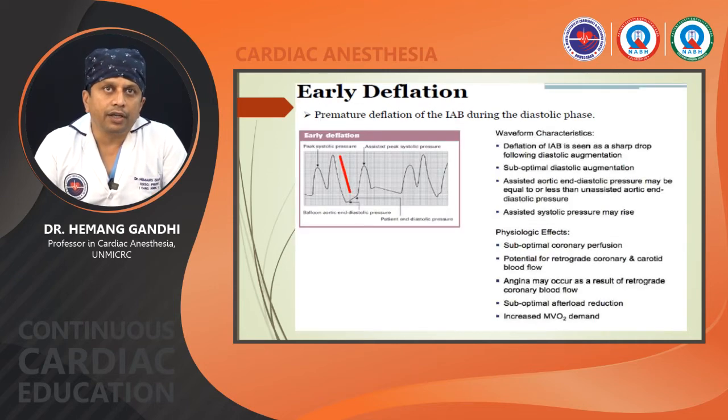If it deflates early, that is premature deflation. The deflation of the IABP is seen as a sharp drop following the diastolic augmentation. With suboptimal diastolic augmentation, the assisted aortic end-diastolic pressure may be equal to or less than the unassisted aortic end-diastolic pressure, and the assisted systolic pressure may rise higher than normal. So this early deflation causes suboptimal coronary perfusion, with potential for retrograde coronary and carotid blood flow. If this retrograde blood flow occurs, that will precipitate angina and also cause suboptimal afterload reduction, and ultimately it increases the myocardial oxygen demand.